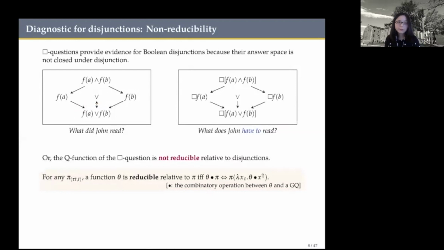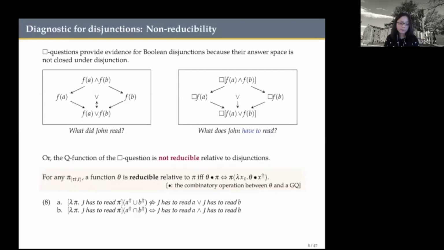So for any generalized quantifier pi and function theta, we say that theta is reducible relative to pi if and only if the inference derived by combining these two things together is equivalent to the inference derived by forcing pi to take wide scope relative to theta. For example, in 8, when you say John has to read A or B, it's not semantically equivalent to the disjunction of John has to read A, John has to read B. So the Q function of the box question is not reducible relative to disjunctions.